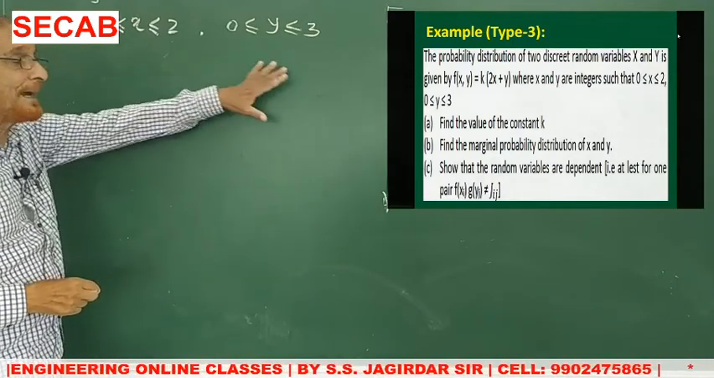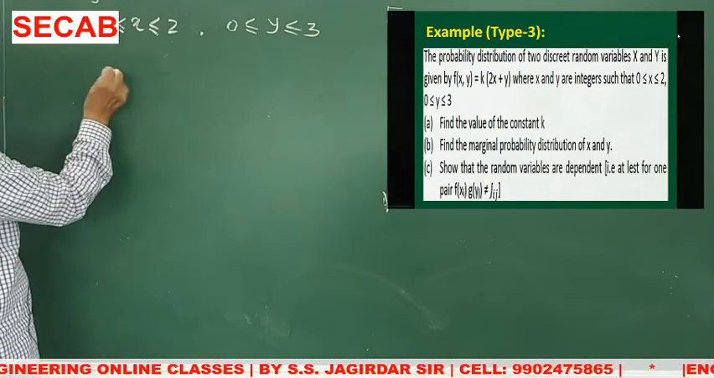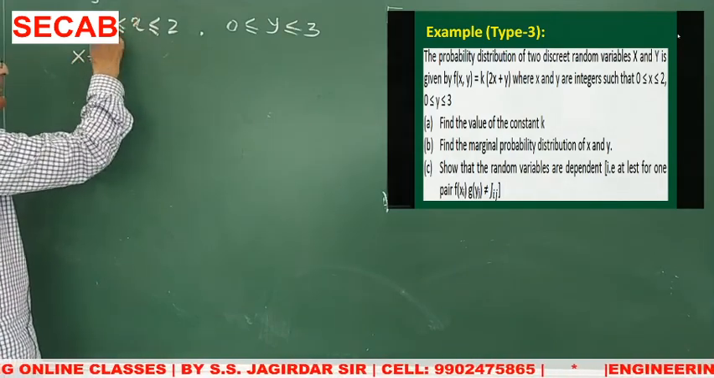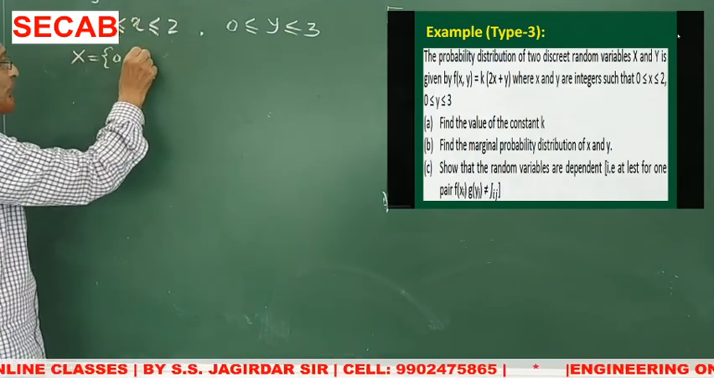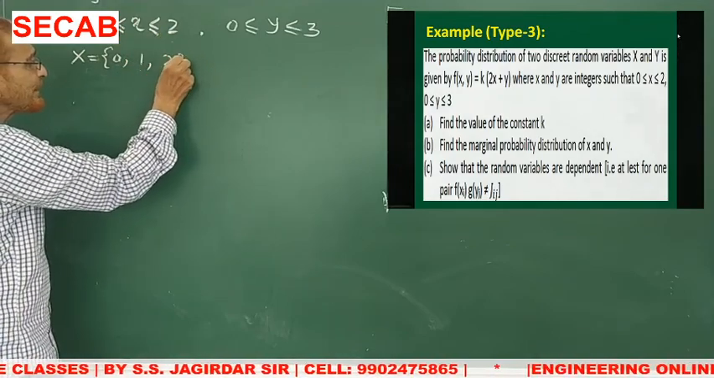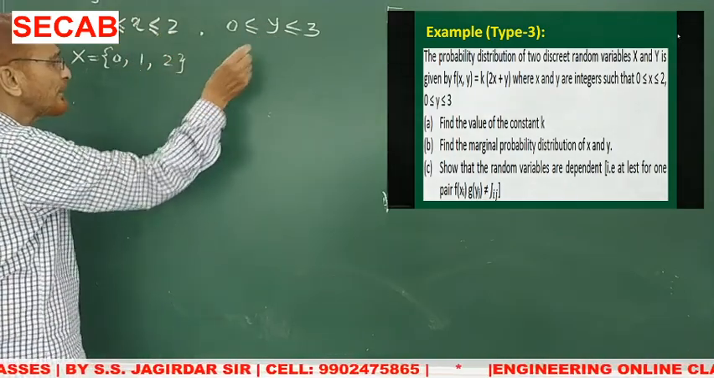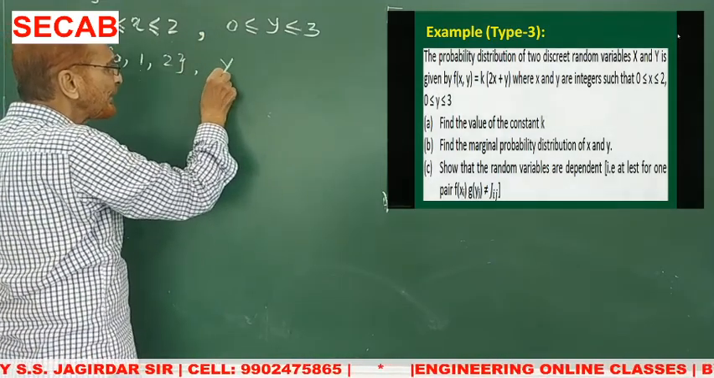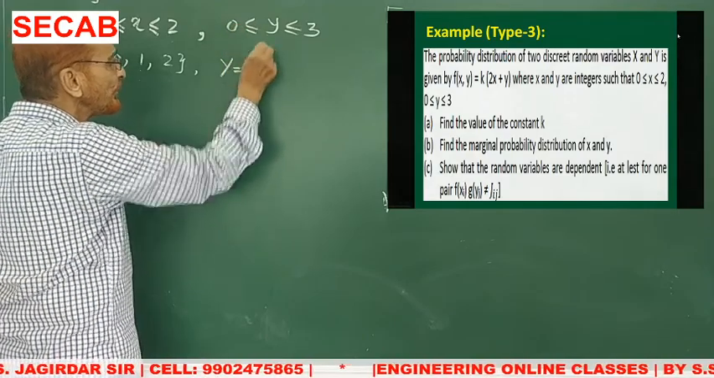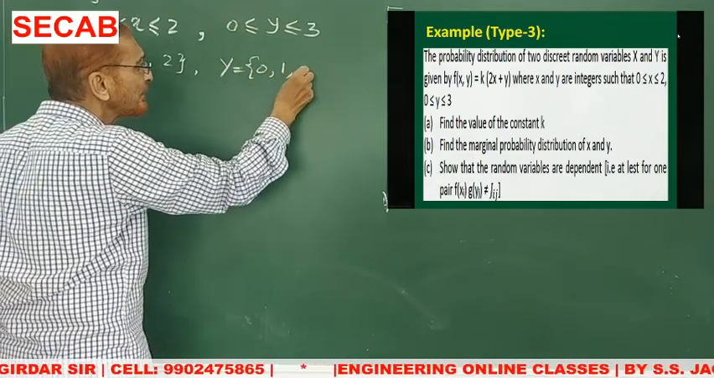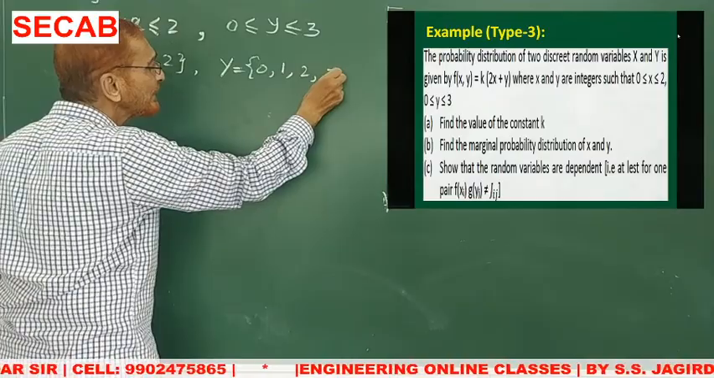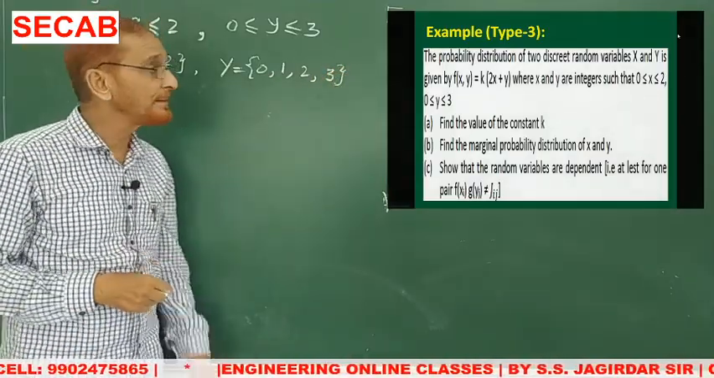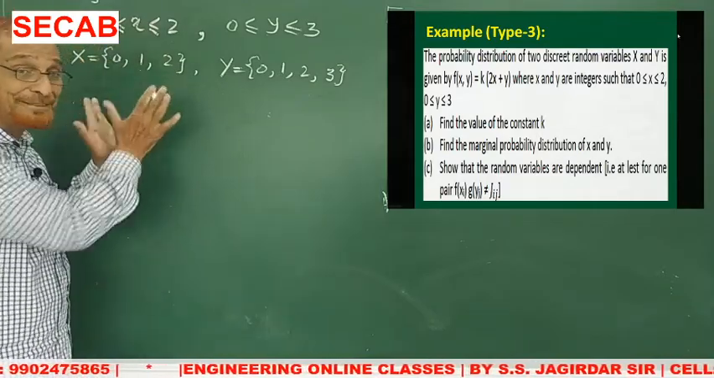On the basis of that, you can get the values of x. So random variable x will take these values: 0 of course, then 1, and the last value is 2. These are the possible values that you will get. And what are the values for y? Random variable y will take 0, 1, 2, and 3. That means it will take 4 values. So according to the definition, these are the values. So this is your data.